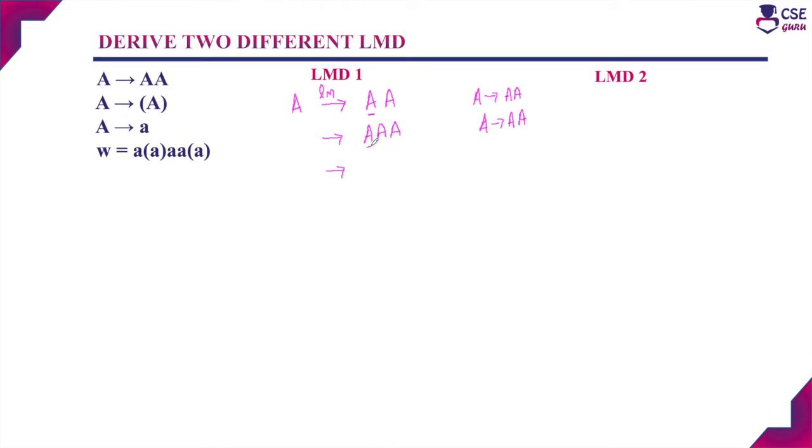Now choose the leftmost non-terminal and apply the production rule. So here our first input is A, so we will apply the production rule A derives A. And next we have to get open bracket A closed bracket. So choose the leftmost non-terminal and apply the second rule, open bracket A closed bracket. Here we need to get the input A. So choose the leftmost non-terminal and apply the production rule A derives A.